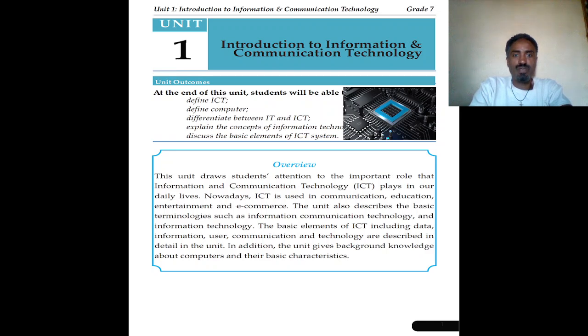You have to explain the concepts of information technology. What are the concepts of information technology? And discuss the basic elements of ICT system. What is the overview or the aim of this unit? This unit draws students' attention to the important role that information and communication technology plays in our daily lives.